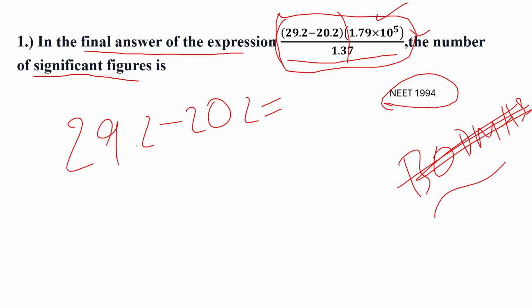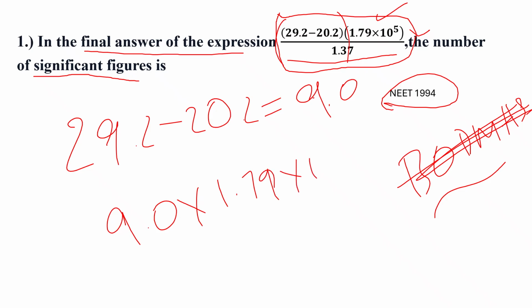So if I subtract 20.2 from 29.2, I will get 9.0, right? This is the exact value with the exact decimal. So 9.0 is then multiplied by 1.79 multiplied by 10 to the power 5, divided by 1.37.